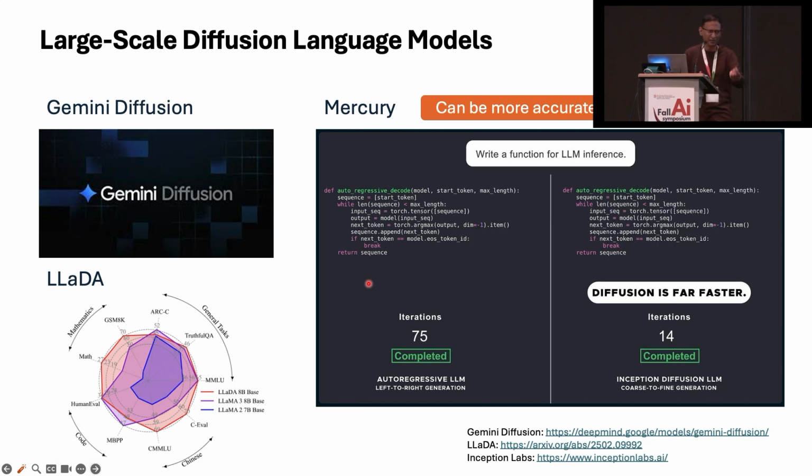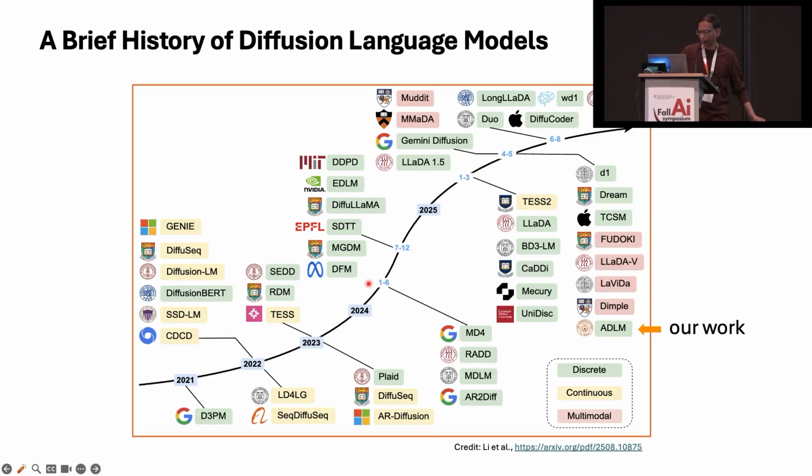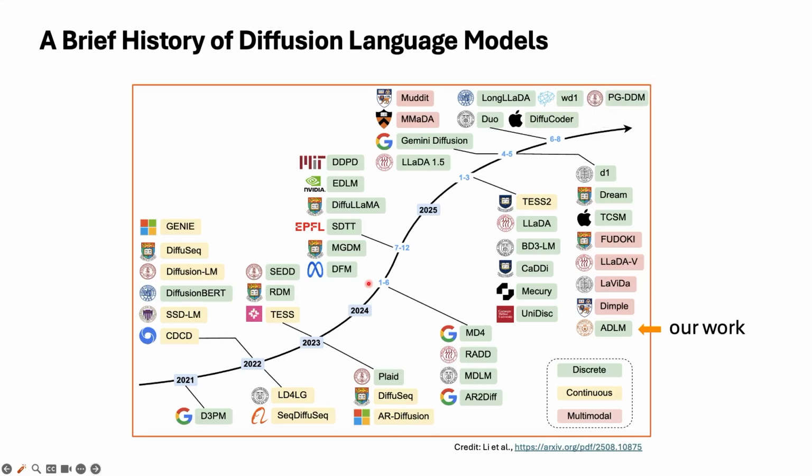It's not forced to just deal with one token at a time. Of course, there are major problems, which we already talked about. But this tells you a history of diffusion language models. So in 2021, D3PM, which was out of Google, was one of the early masked diffusion models.